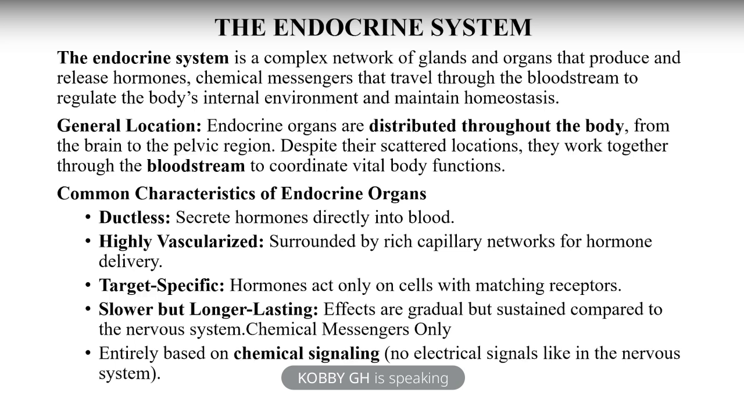That's why one of the characteristics of the endocrine system is that it is target specific, and it is ductless. When we say something is ductless, meaning it secretes hormones directly into the bloodstream. So, for example, the thyroid gland produces a hormone responsible for metabolism.